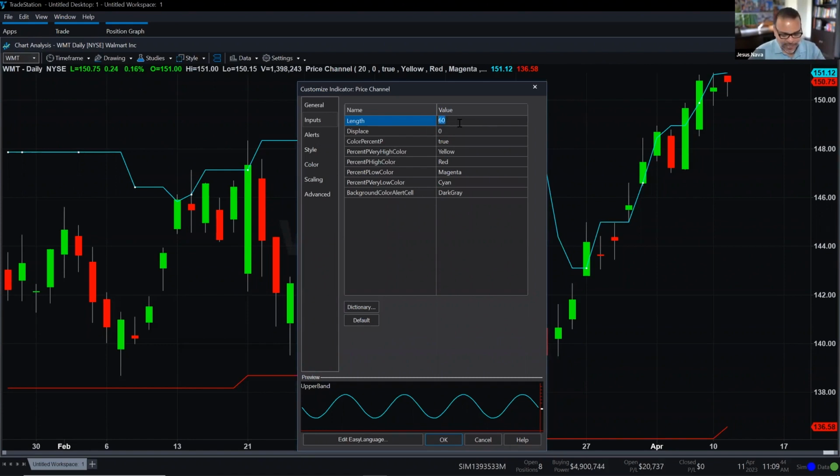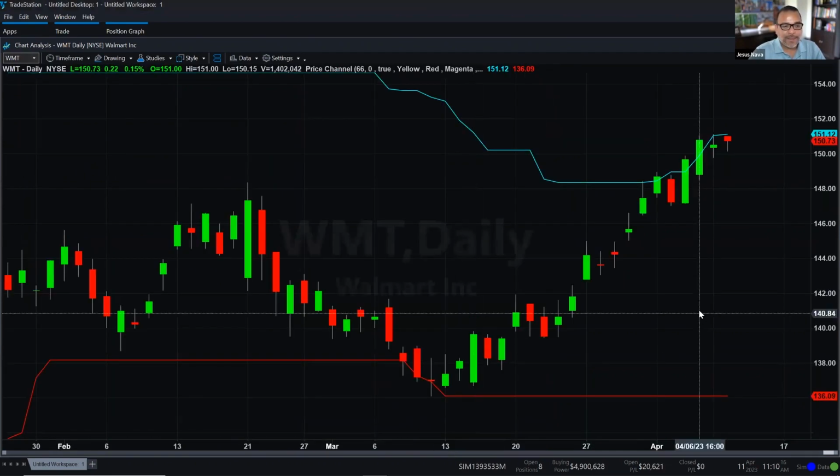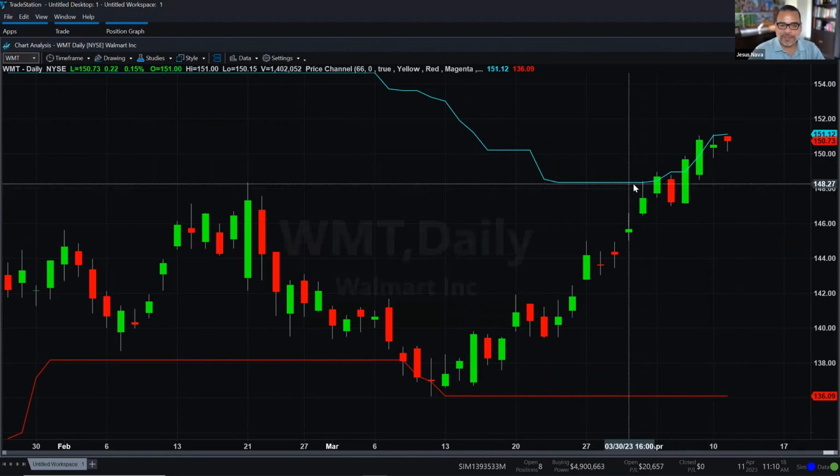So in this case, if there's 22 or 23 trading days each month, and I want to look back 3 months, then this would be something like 66. It can be 69 if you want to calculate 23 trading days per month. Up to you. But this gives us an approximate look back of 3 months, 66 bars or 66 trading days. I'm going to click OK, and then you can see how the calculation changes.